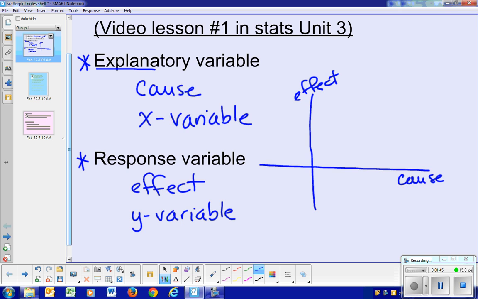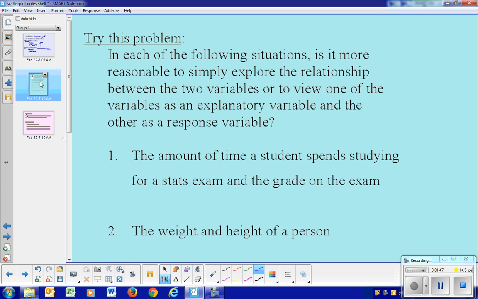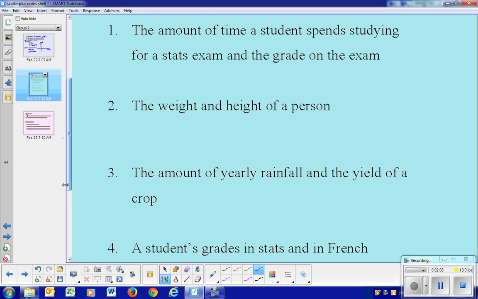Okay? So here is a series of descriptions where I want you to think about if it would be reasonable to suggest that there is a cause and effect relationship between the two variables, or if it's just two things that have something to do with each other, but it's not necessarily cause and effect. So the first question says, the amount of time a student spends studying for a stats exam and that student's grade on the exam. Do we think that this is cause and effect?